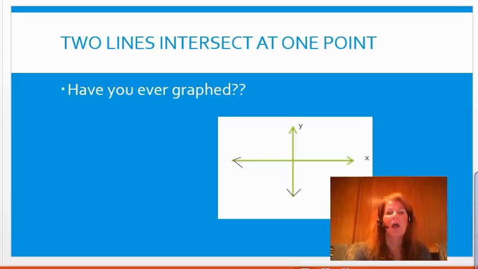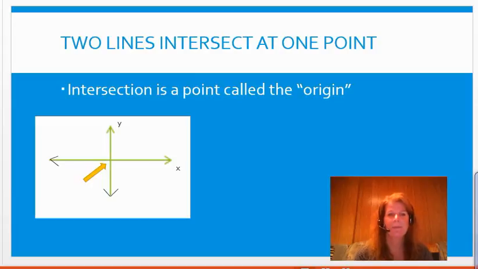The intersection of 2 lines is exactly 1 point. Now, you should recognize on the screen from Algebra 1, coordinate system. You have your x-axis, you have your y-axis. And you can see where they intersect is a point. And in graphing, we call that point the origin.